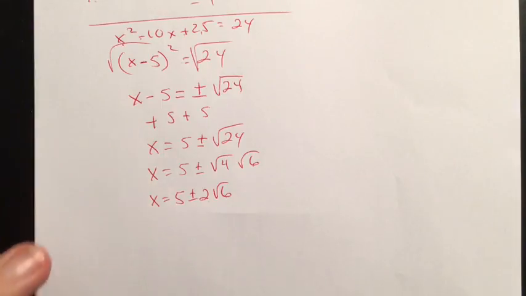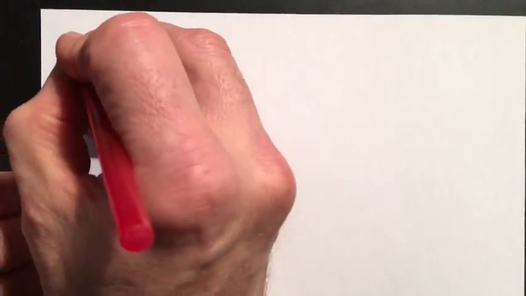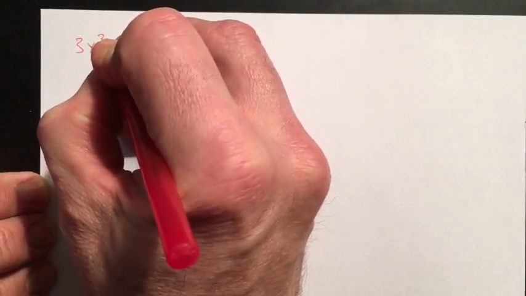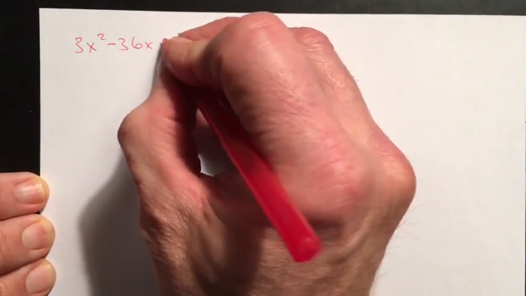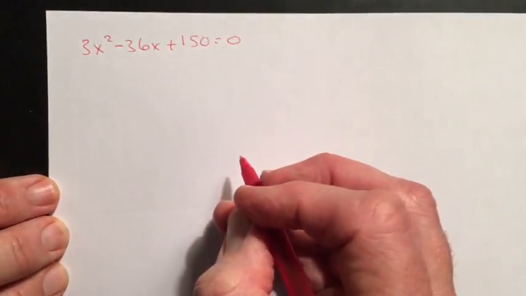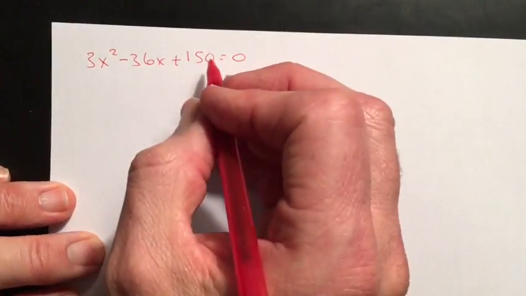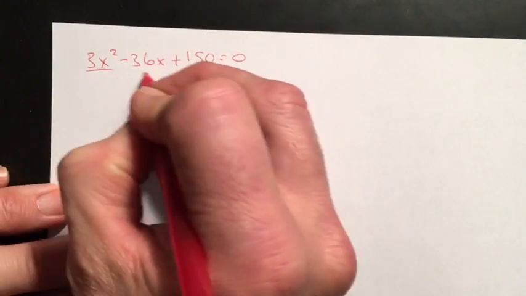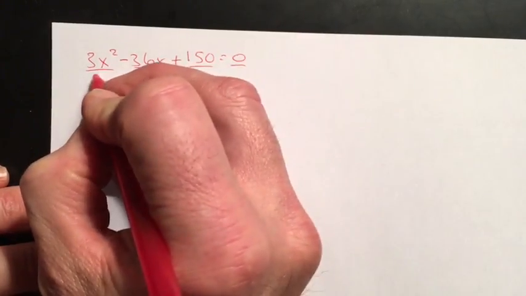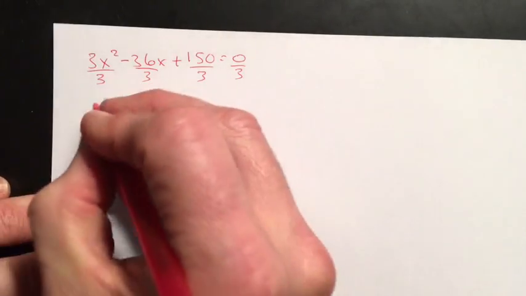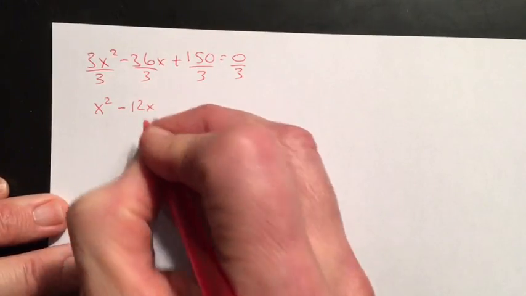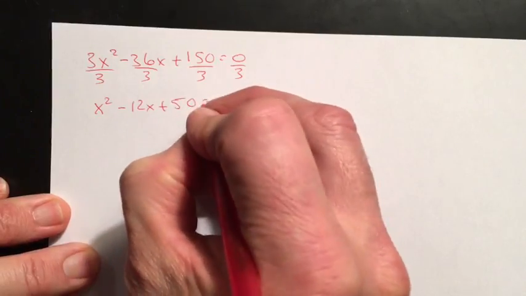Okay. Well, sometimes you'll have a trinomial where the a term is not a perfect square, such as, let's see, 3x squared minus 36x plus 150 equals 0. All right, I've got some big numbers here. I can divide all these by 3. When I divide by 3 in any kind of equation, every term gets divided or multiplied. This is division. So I have x squared minus 12x plus 50 equals 0.